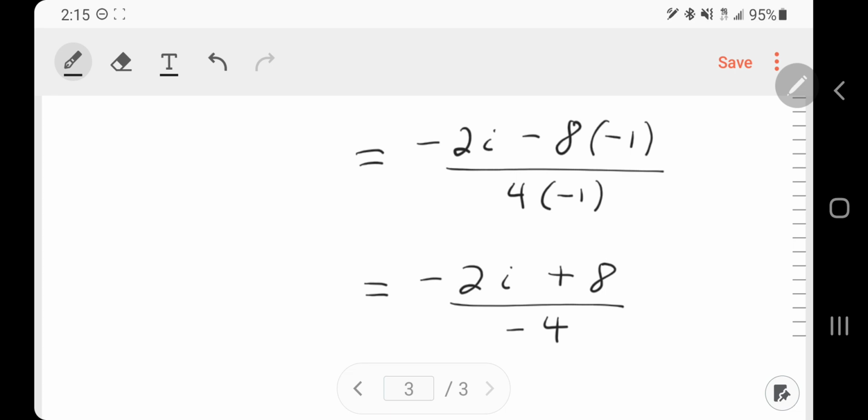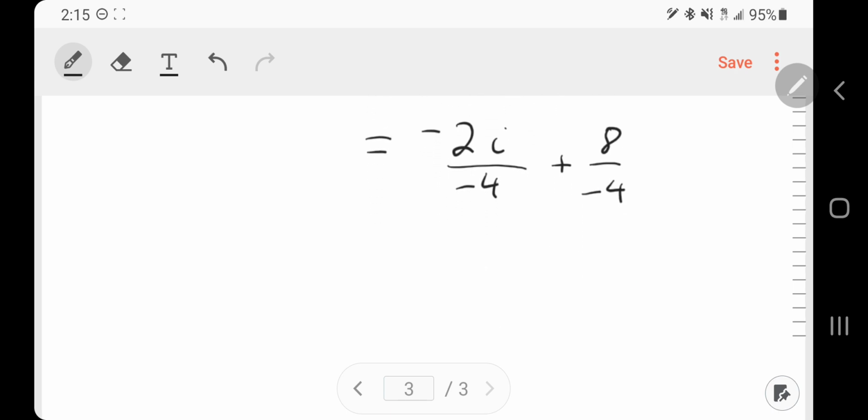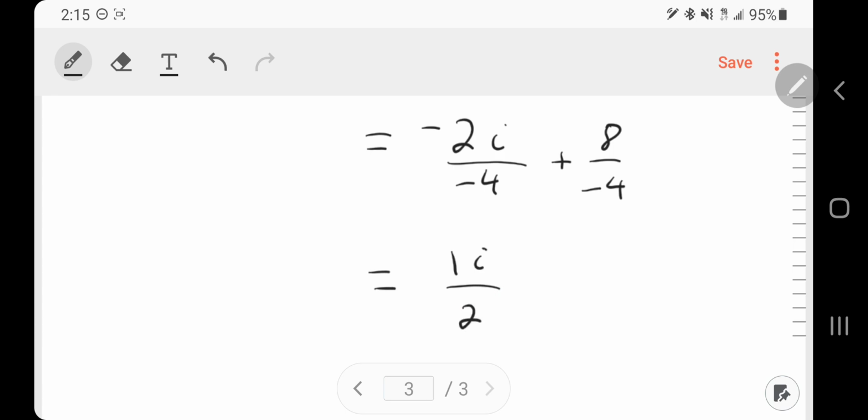Now you could simplify this here. They're all divisible by 2, but I'm just going to simplify it all at the end. Let me go ahead and split it. So I have negative 2i over negative 4. 8 over negative 4. And we'll write our final answer here, simplifying each of these. Negative 2 over negative 4 is going to be 1i over 2. And then 8 divided by negative 4 is a negative 2. So there you have our final answer.